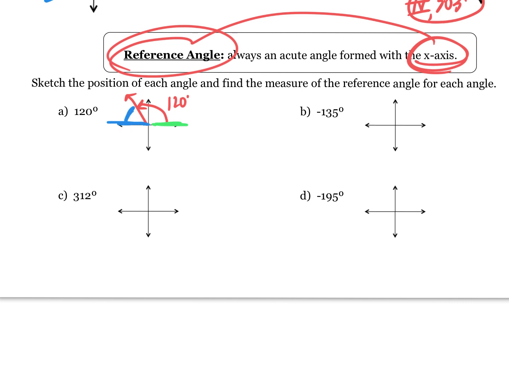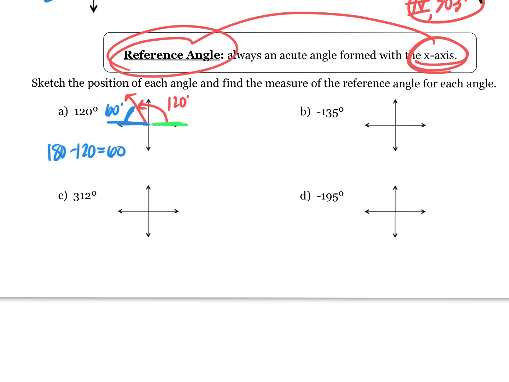Yeah, well, that 180 minus that 120 is going to get you what? You got it, girl. My reference angle for this would be 60 degrees. Do I care how far it is from that y-axis? Sure don't. I need to know how far it is from that x-axis. Muy bien. Let's go to 312.